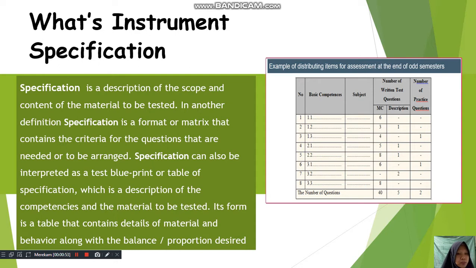Specification can also be interpreted as a test blueprint or table of specification, which is a description of the competencies and the material to be tested. Its form is a table that contains detail of material and behavior along with the balance or proportion desired. This is the example of instrument specification. There are no number, basic competence, subject, number of written test question, number of practice question.